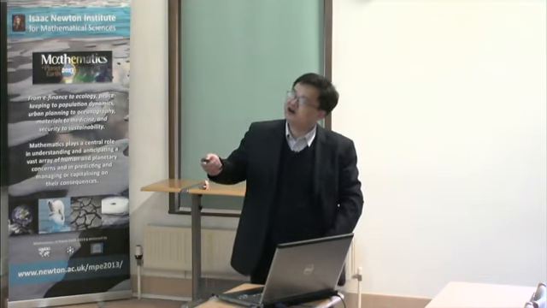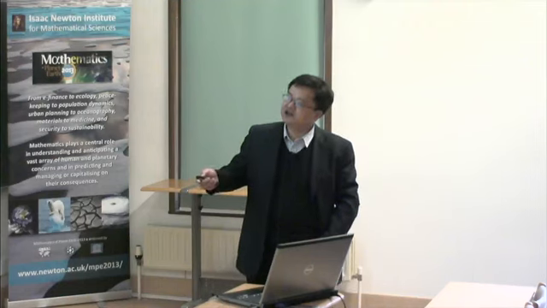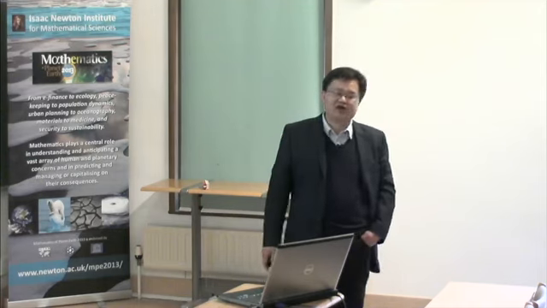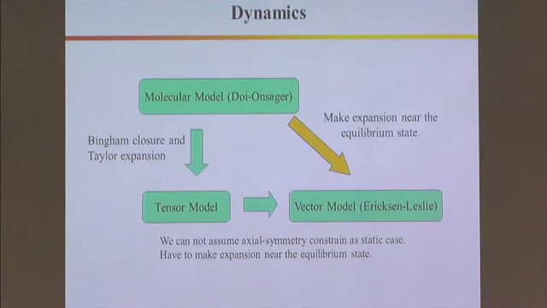So you can use the Bingham closure and the Taylor expansion to get the tensor model. From the tensor model to the vector model, this is the Ericksen-Leslie model. A lot of people are talking about the Ericksen-Leslie model. Here, for the free energy, we cannot assume the isometry constraint as a steady state, because the isometry cannot be kept in the dynamics. But we have to make the expansion near the equilibrium state. So from here to here, you can also make an expansion near the equilibrium state.